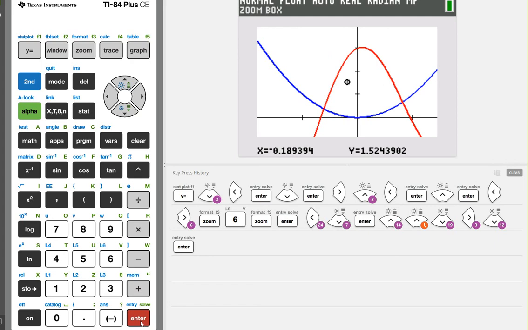So did that work on your graphs? Yes? All right.